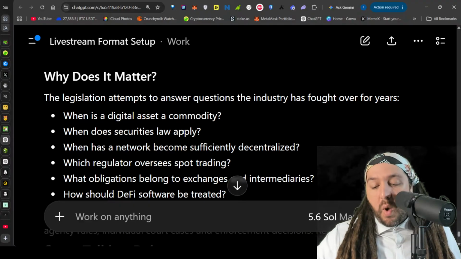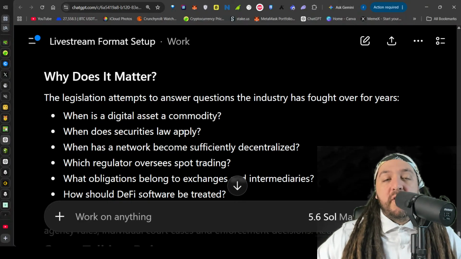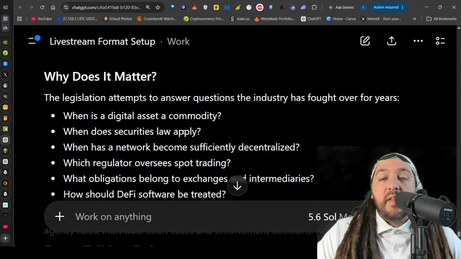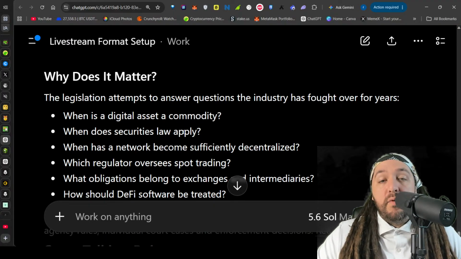Why does any of this matter? Why are we even talking? Why are we taking such a long intro to say this? We could be talking about Richard Heart. Well, the legislation attempts to answer questions that the industry has fought over for years.